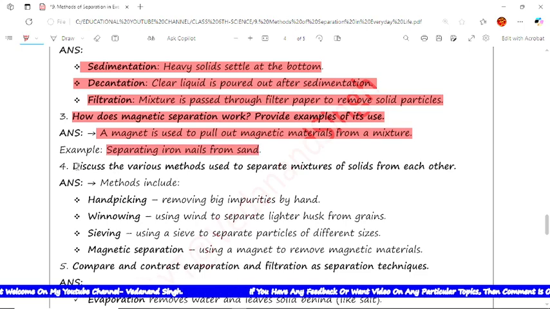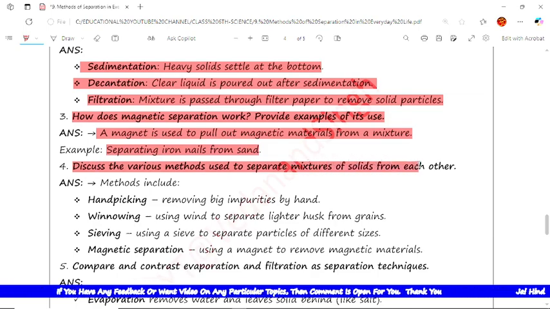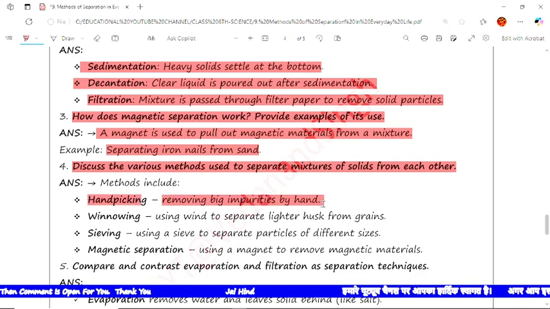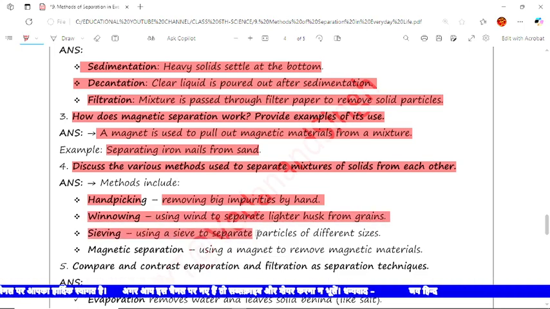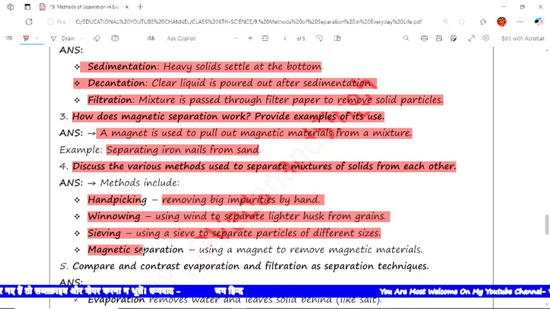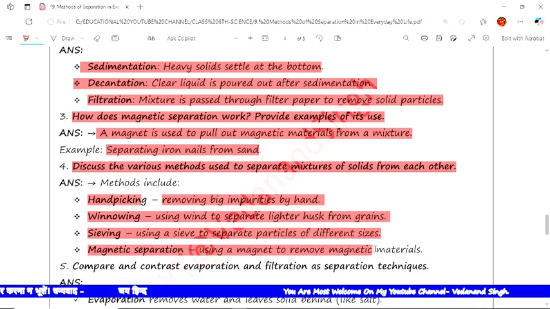The next question is: discuss the various methods used to separate mixtures of solids from each other. The methods are different. The first is hand picking, removing big impurities by hand. Next is winnowing, using wind to separate lighter husk from grains. Next is sieving, using a sieve to separate particles of different sizes. Next is magnetic separation, using a magnet to remove the magnetic materials.